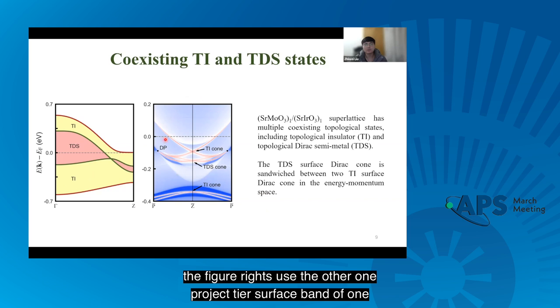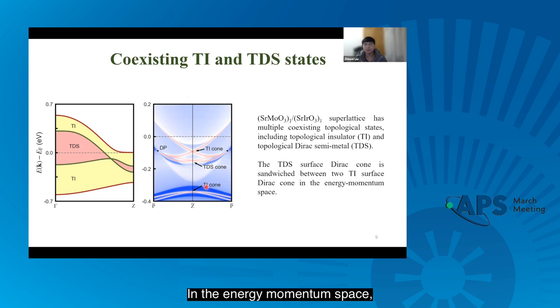The figure on the right shows the (010) projected surface band of the 1:1 superlattice. The red color highlights the projection of the surface band. We can find the TDS surface Dirac cone is sandwiched between the two TI surface Dirac cones in the energy momentum space.